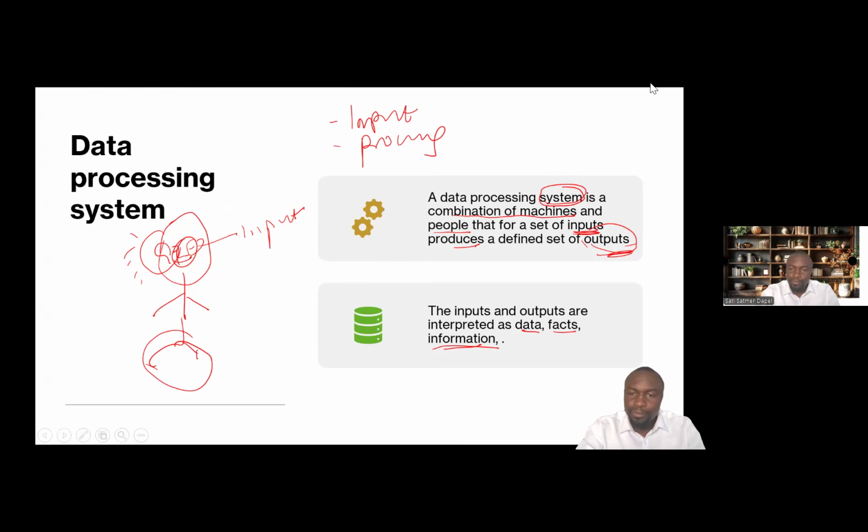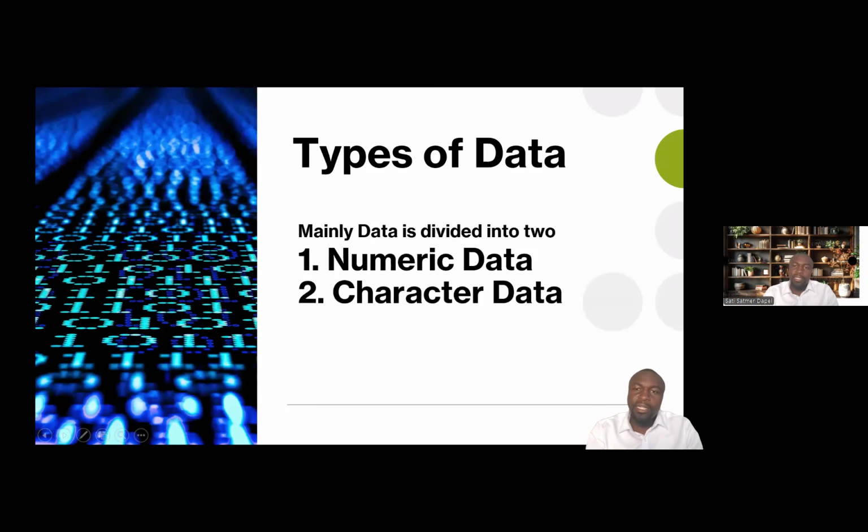Now, additionally, we said inputs are interpreted, which means once this data or this fact is received, there is an interpretation that is done. Now, we will get there. We have different types of data. We have what we call the numeric data, and we have what we call the character data. Now, the numeric data deals with numbers or numerals. The character data deals with all characters. It can be numbers, it can be symbols, it can be alphabets, it can be any other thing, right?